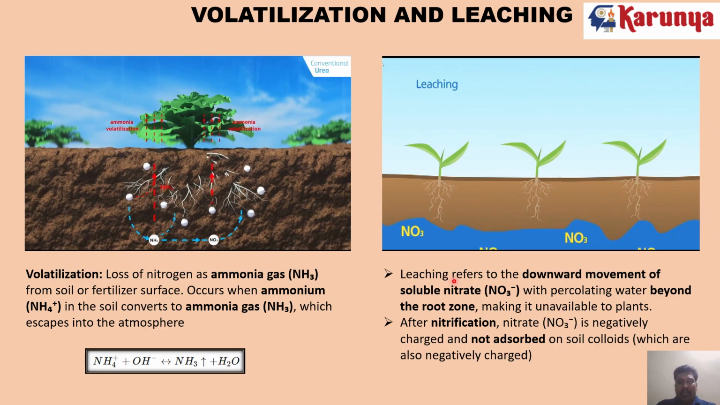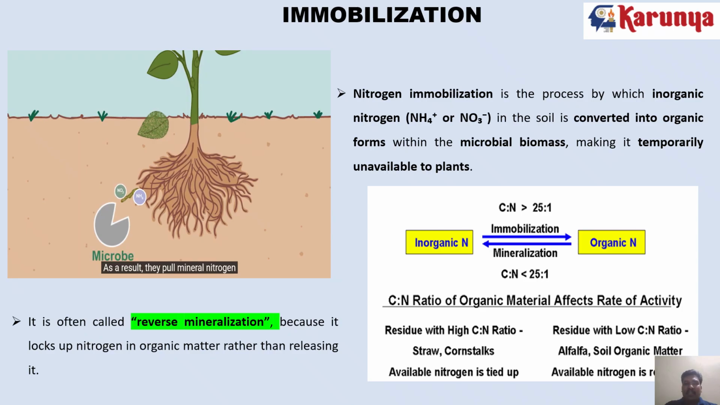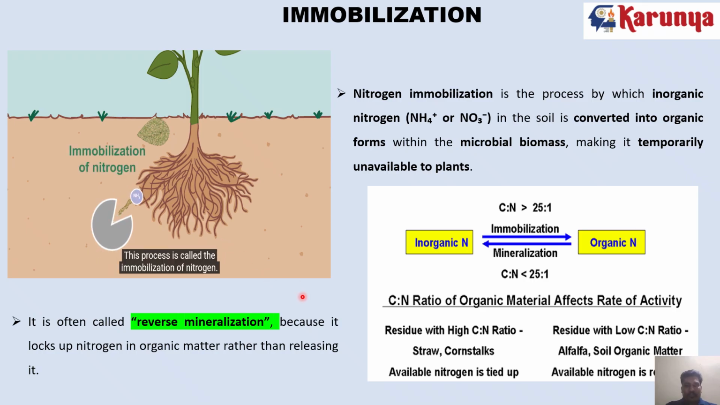Then the second type of loss is called leaching. It is the downward movement of nitrate along with irrigation water or rainwater. It is percolating, meaning movement of nutrient along with the water beyond the root zone. This is called nitrate leaching. As a result, a significant amount of mineral nitrogen from the surrounding soil is pulled, making it unavailable for plant uptake. This process is called immobilization.